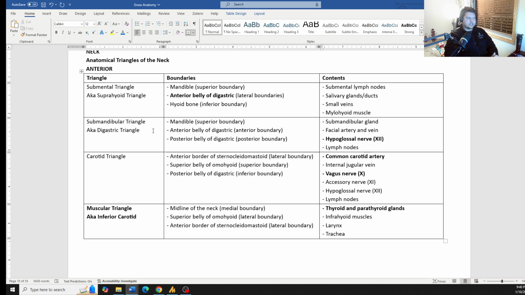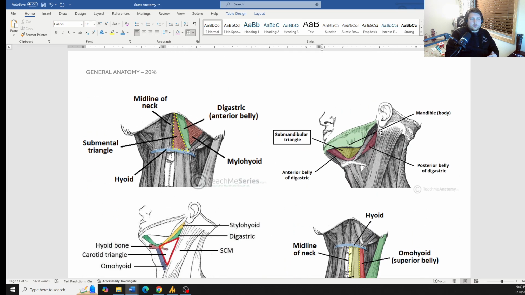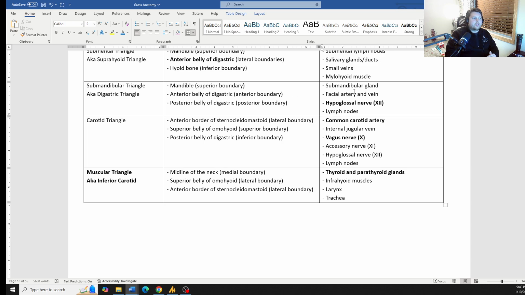The next triangle is the submandibular triangle, aka the digastric triangle. So this is our special one. Why is it called the digastric triangle? Because it involves the digastric muscle. We have the anterior and posterior belly of the digastric being some of our borders, and then we have the mandible being our other border. This contains the submandibular gland, facial artery and vein, hypoglossal nerve, and then lymph nodes. Almost all the triangles contain lymph nodes, so don't worry too much about that.